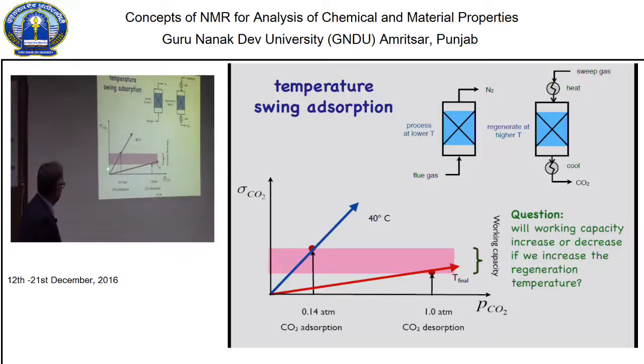And if I look at the difference of those, this is the amount on the surface at 40 C and the amount on the surface at the final temperature. And the difference between these two numbers is the working capacity of the adsorption bed. And it makes a lot of sense to you, I hope, that you want this number to be as large as possible, so that for each cycle you get the most CO2 on and recover it.